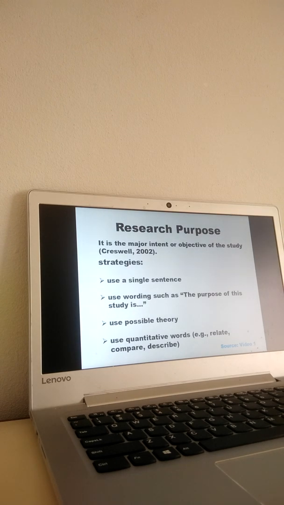And then comes the research purpose. The research purpose is the major intent or objective of the study. There are some strategies for specifying the research purpose. A quantitative purpose statement identifies the variables, for example, the relationship of these variables. For the strategies of research purpose, first, you can use a single sentence such as 'the purpose of this study is', or use a possible theory to support your purpose. And you can also use some quantitative words such as relate, compare, describe, and so on.